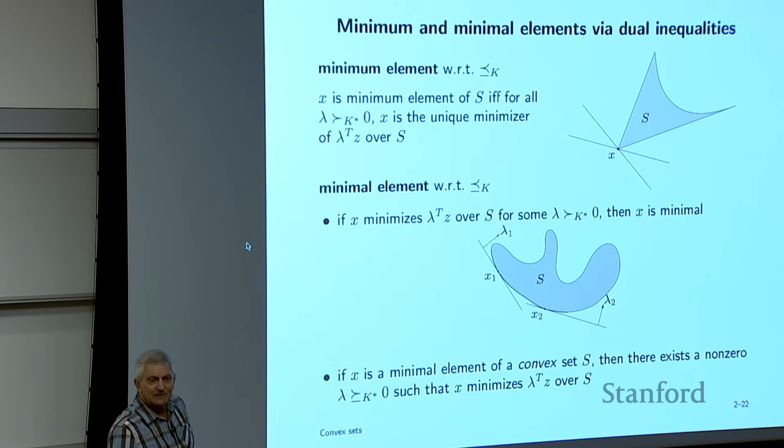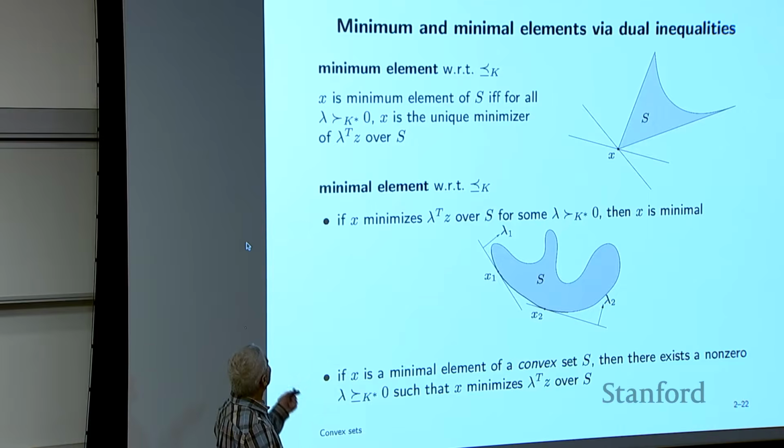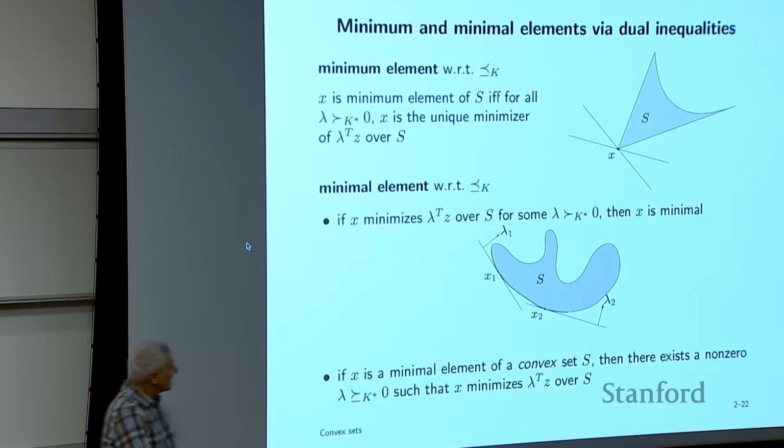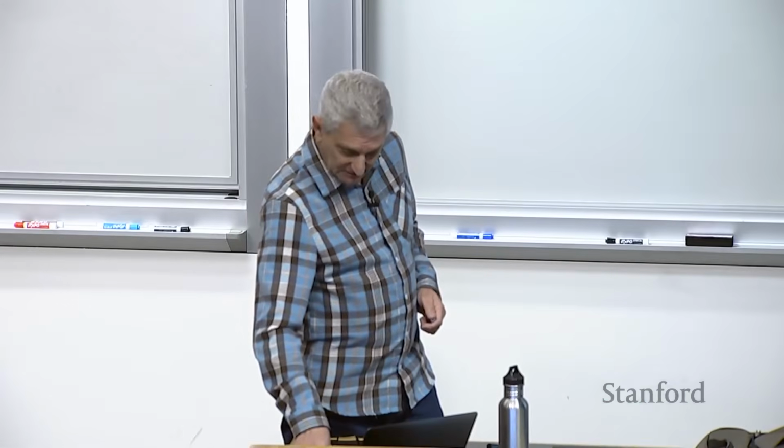Can you explain what lambda means? Well, lambda itself doesn't mean anything. Lambda is any vector that is positive in the dual inequality, so it's any vector in the positive dual inequality. That's what it means. Okay? So again, this is kind of weird and out of context, so I wouldn't worry too much about it, but it's something we will see over and over again.